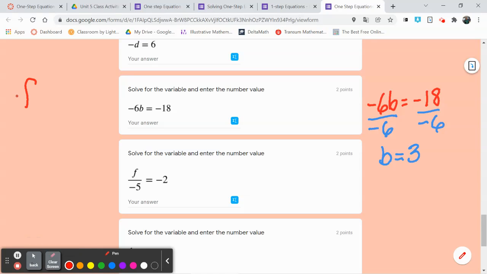The letter F divided by negative 5 equals negative 2. Oh, and by the way, I probably should have said this at the beginning. You can put the letter in like this when you do your answers, but if you do that, you either put in no spaces or a space between the equal in front and behind. But the best way to do it is just put the number in, okay?